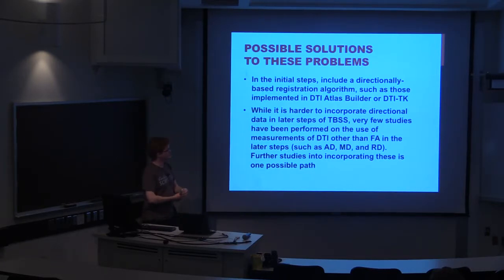After that, in the later steps of TBSS, there's been a lot less research in incorporating any kind of directional data, and so that's an open area of study. What I tried to do was use other measurements of diffusion tensor imaging, some of which are written on the board over there: axial diffusivity, medial diffusivity, and radial diffusivity, and attempt to compare those instead of just doing it with FA. So it's definitely not a perfect solution, but it also hasn't particularly been explored before by people who study TBSS. So that's what I tried to do.